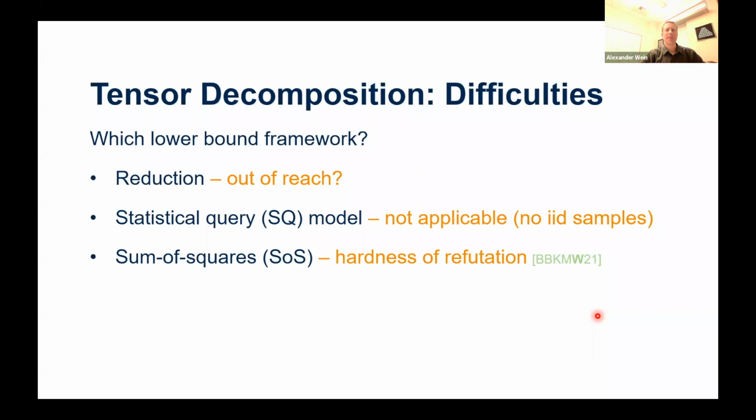But in general, hardness of a refutation does not actually imply hardness of recovery.